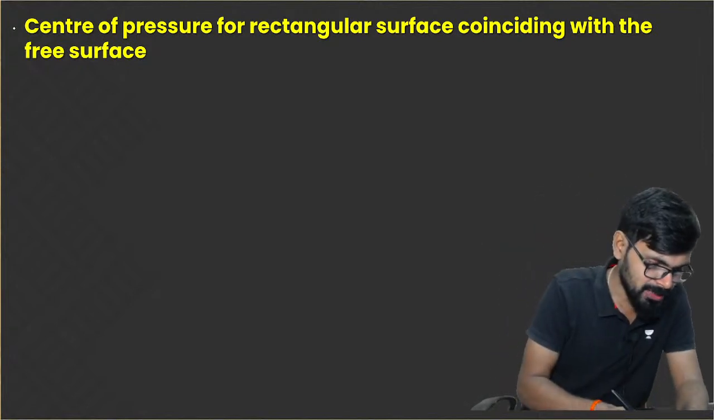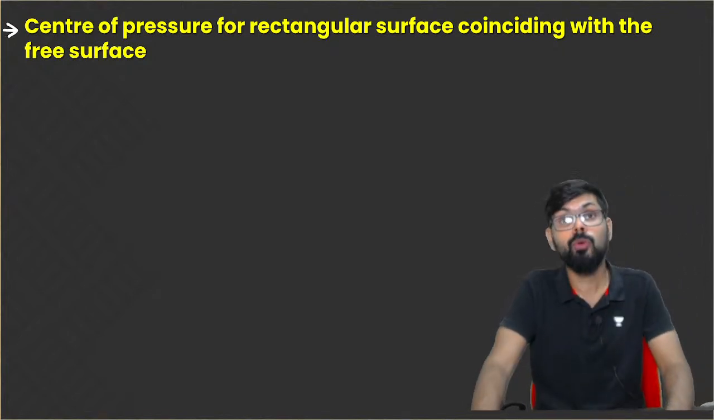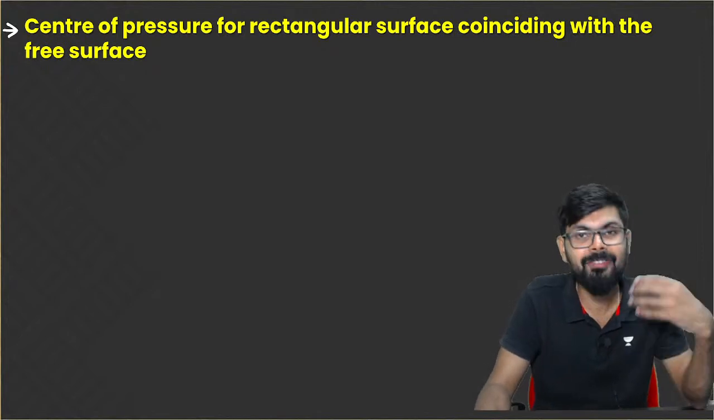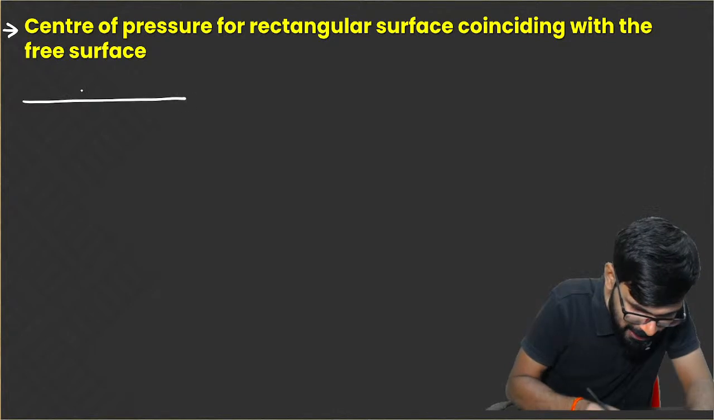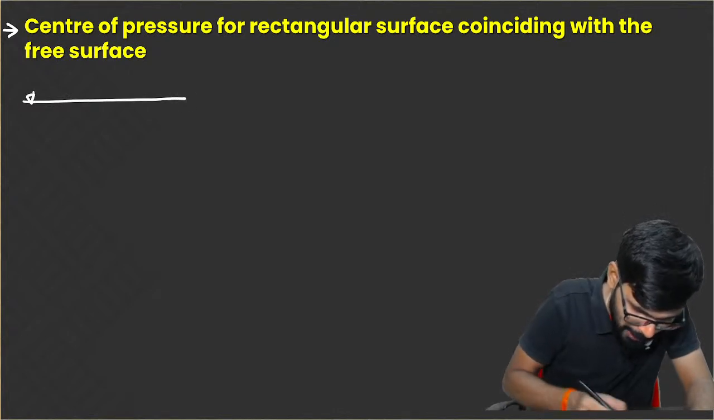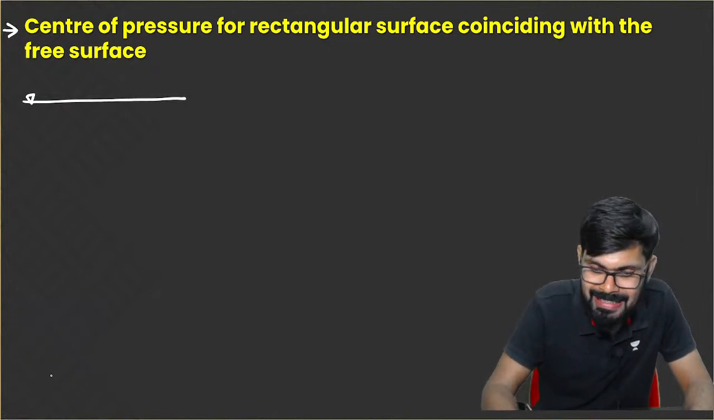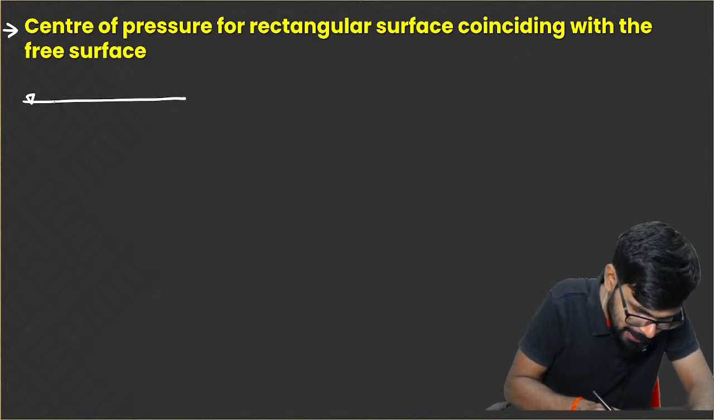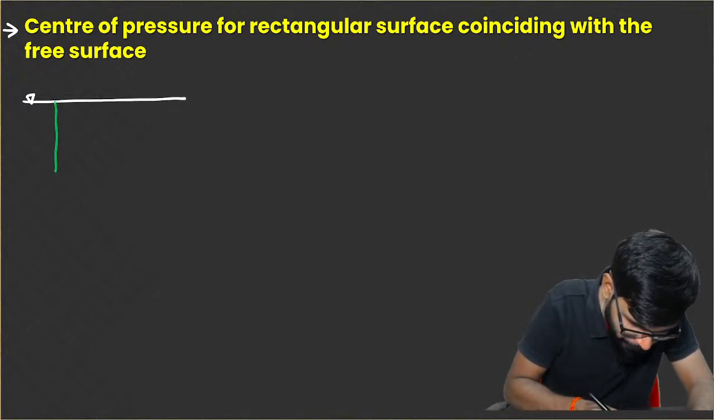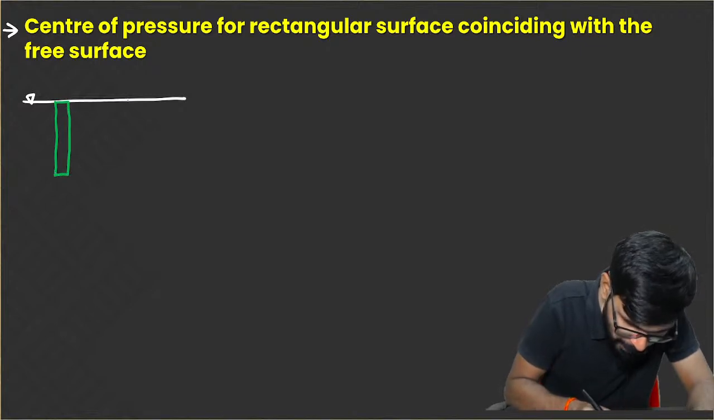So the first case is, beta, what? The first case is the center of pressure for a rectangular surface coinciding with the free surface. Suppose this is a free surface, and here one surface is there, a vertical surface, coinciding with the free surface. So let's say it is something like this, a vertical one. If I show you the cross section now, it will come something like this.